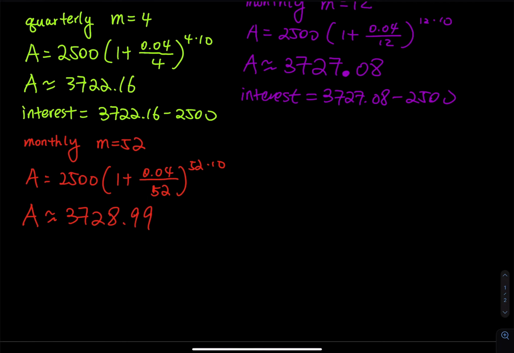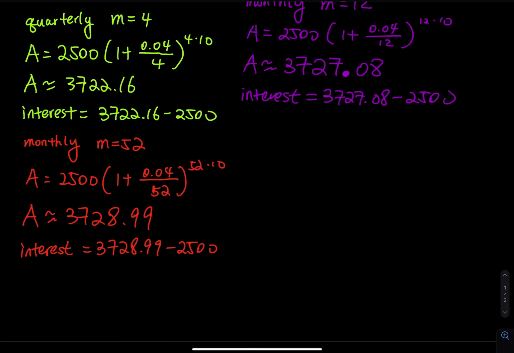So for quarterly is 3722.16, for monthly 3727.08, and then 3727.99. Because the most dangerous part is I got that right on my calculator. When I copy that over to my paper, I copy the numbers wrong. Okay, interest. So that is equals to final minus initial. So whatever that equals to, that is your interest.